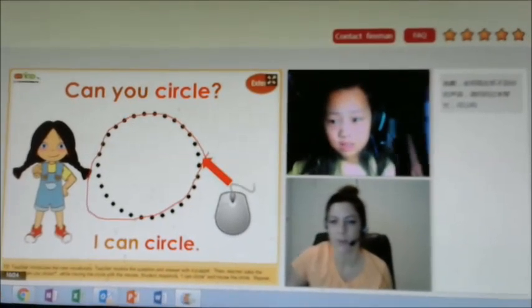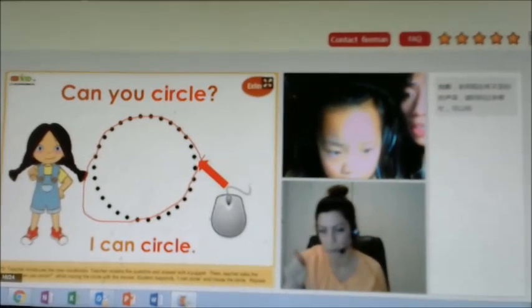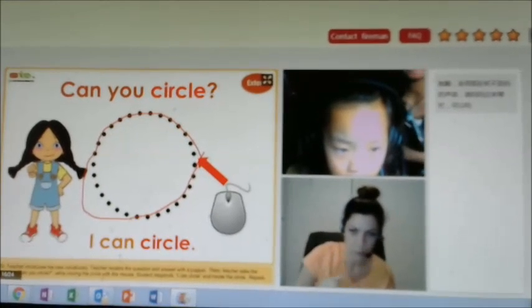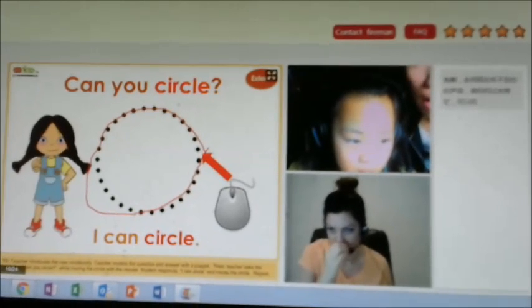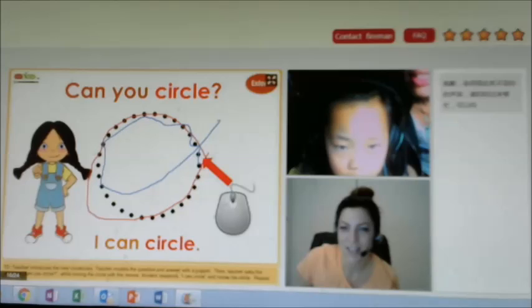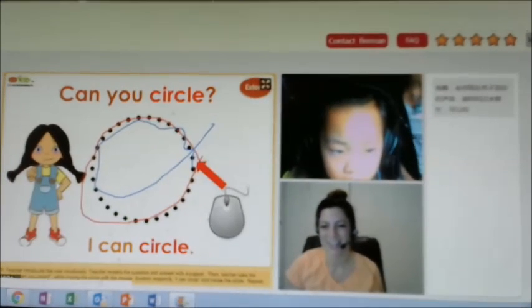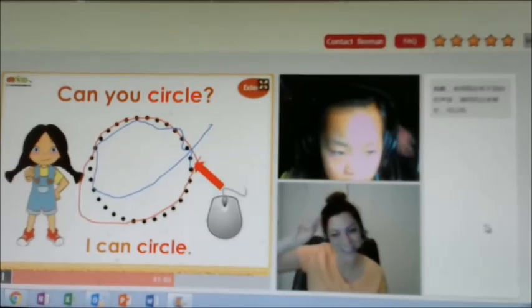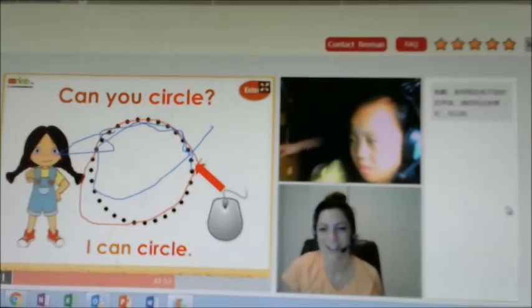When you're waiting, use TPR to show them what you're hoping to get them to do. I usually end up showing them my mouse, drawing a circle in the air like this, even showing them myself what I'm asking them to do by drawing a circle on the dotted line. They almost always figure this out. It's very rare that they don't. So just be patient with your student and give them time to show you that they understand what you're asking.